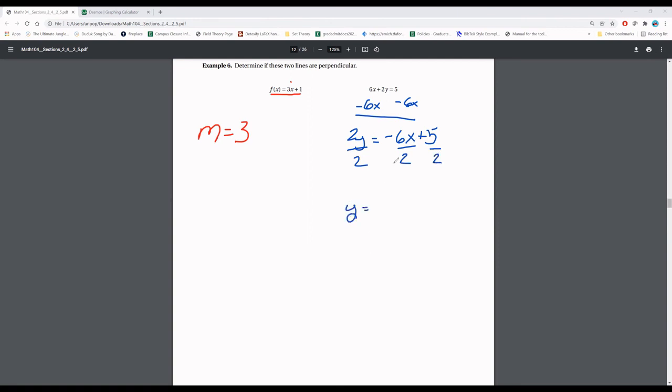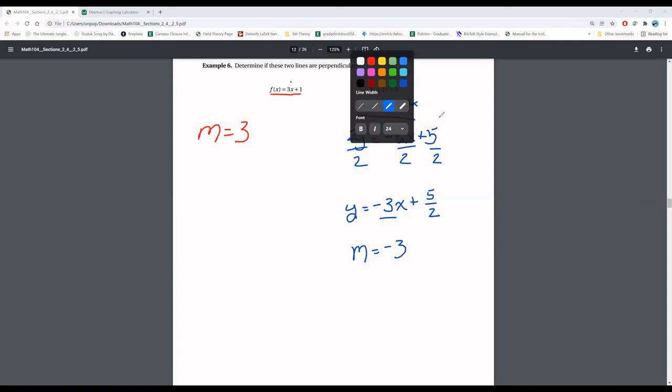This gives me y. Let's see, negative 6 divided by positive 2 is a negative 3. And that's just 5 halves, 5 over 2. So the slope here is the coefficient on the x. That's negative 3. So these are negatives of one another, positive 3 and negative 3. So there's a check on negative, but they are not reciprocals. They're both 3 over 1. So since they are negatives but not reciprocals, they are not perpendicular.